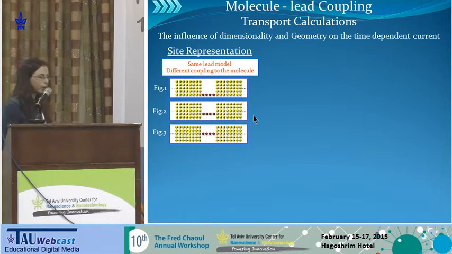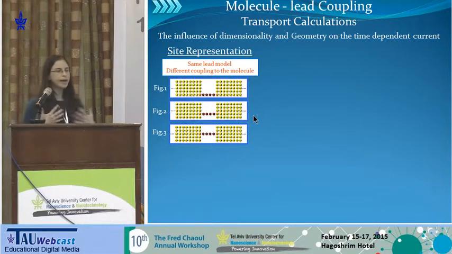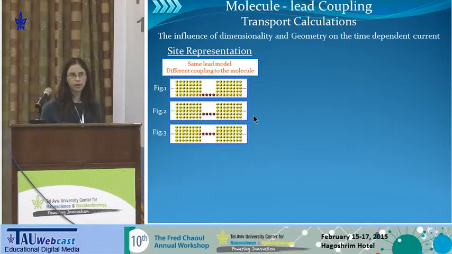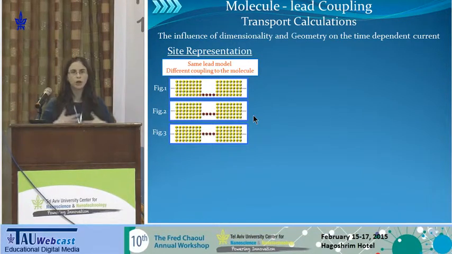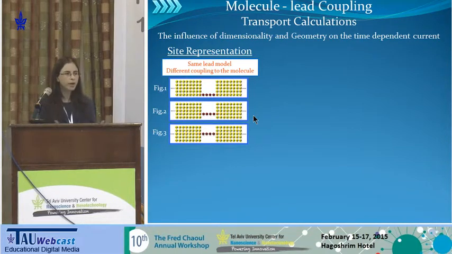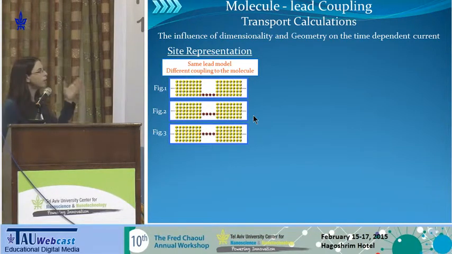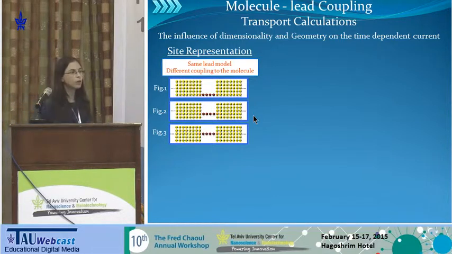Finally, we wanted to explore the influence of dimensionality and geometry on the time-dependent current. Using the molecule-lead coupling scheme, we are getting from our site-to-state transformation. And again, our starting point is the site representation, and we are building the Hamiltonian for this atomistic picture. Here we have 3 different models. All of them are in a 2-dimensional lead model. We can see we have the same lead model, but different coupling to the molecule.